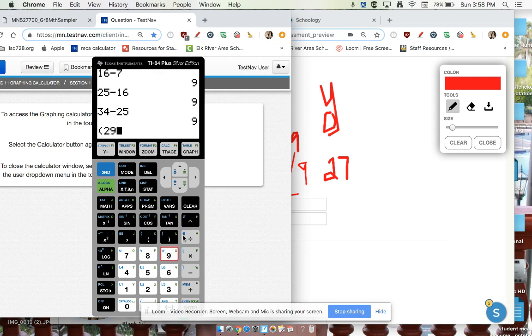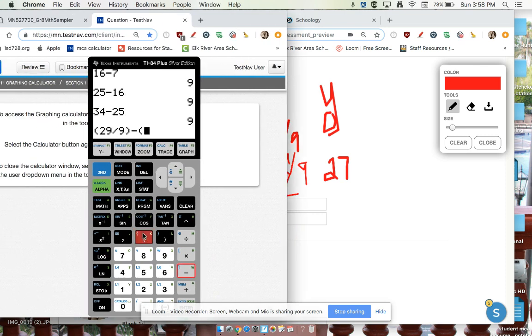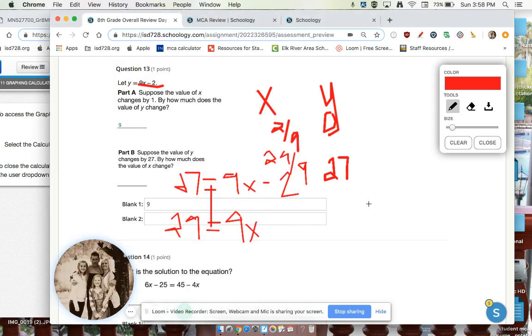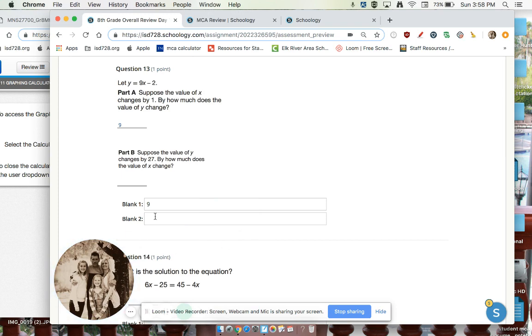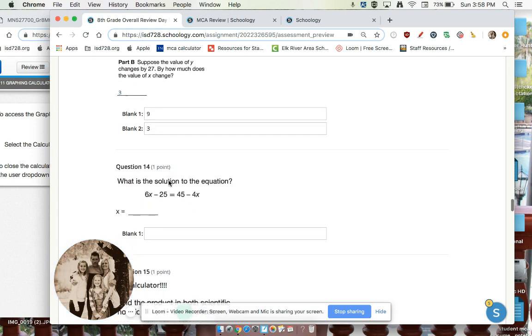So you could go 29/9, take away the 2 ninths, take away 2/9. And that will give you, ooh, a perfect number. So it looks like your x value changed by 3. So again, that was kind of complicated, but our strategy here was to create a table of values, and the y, you had to just use a little bit of algebra.